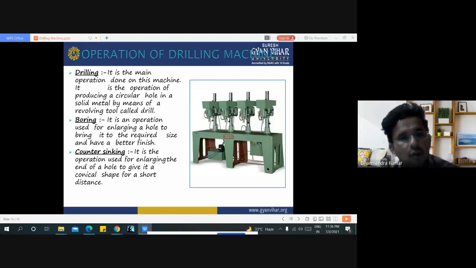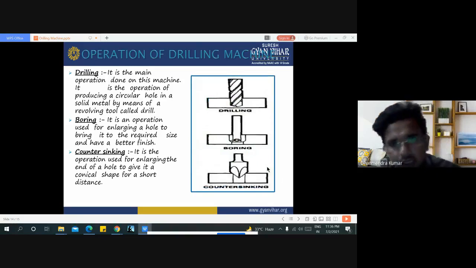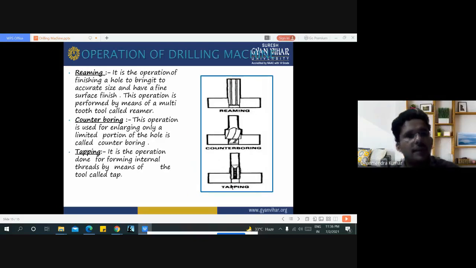Countersinking is the operation used for enlarging the end of a hole, giving it a conical shape for a short distance. These are examples of drilling, boring, and countersinking. Reaming is the operation of finishing a hole to bring it to accurate size and give a better surface finish. This operation is performed by means of a multi-tooth tool called a reamer. We can use the reaming process for a better internal surface finish.